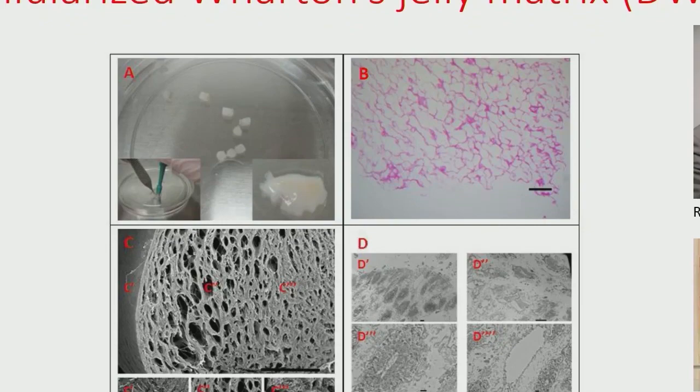And the product of this work is what you see on panel A, the decellularized matrix. It looks like shrimps, if you can think of it. And C, this is scanning microscopy, shows that this matrix has many lacunae or open spaces, so cells can go in. And in B, you can see it has a lot of, so it's porous.